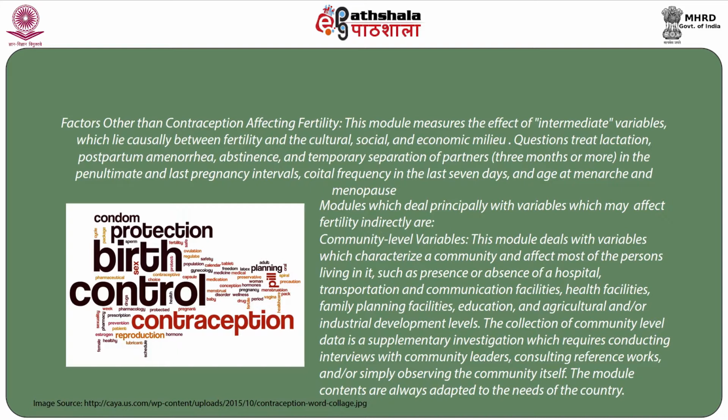Modules which deal principally with variables which may affect fertility indirectly are, first, community level variables. This module deals with variables which characterize a community and affect most of the persons living in it, such as presence or absence of a hospital, transportation and communication facilities, health facilities, family planning facilities, education and agriculture and/or industrial development levels. The collection of community level data is a supplementary investigation which requires conducting interviews with community leaders, consulting reference works and/or simply observing the community itself. The module contents are always adapted to the needs of the country.